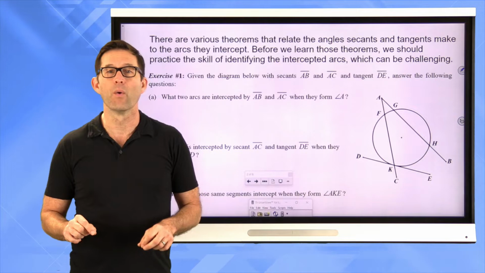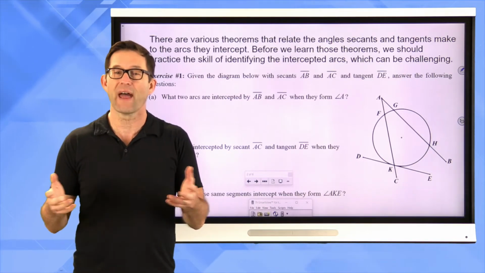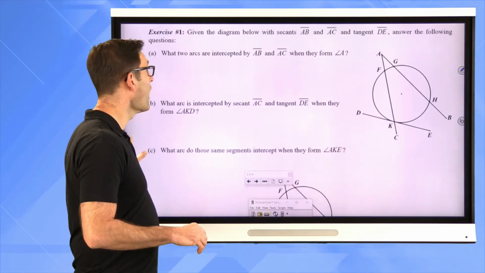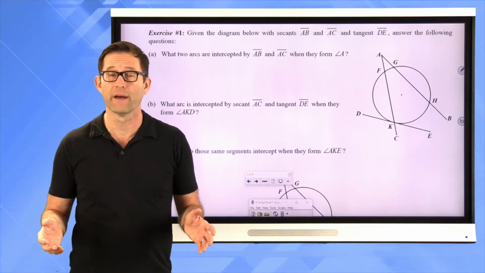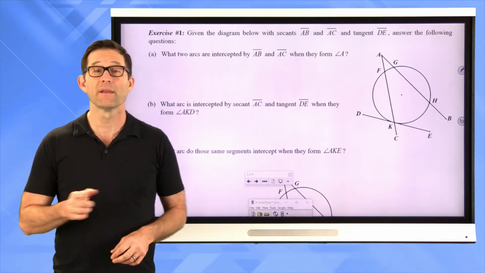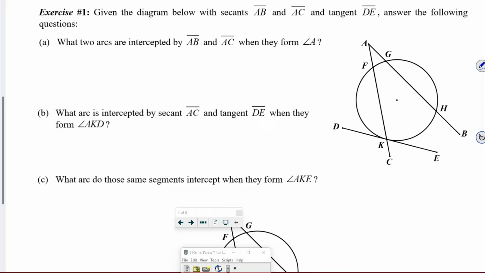Before we learn them, though, we should practice the skill of identifying the intercepted arcs, which can actually be a little bit challenging. This is where a highlighter can come in very, very handy if you have one, especially if you have multiple highlighters of different colors. Let's take a look at exercise number 1. Given the diagram below with secants AB and AC and tangent DE, answer the following question.